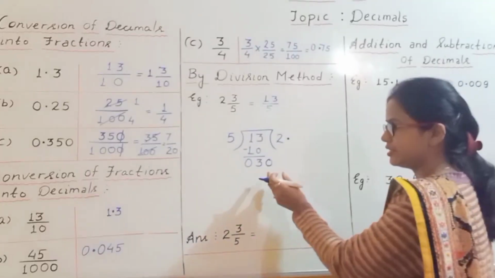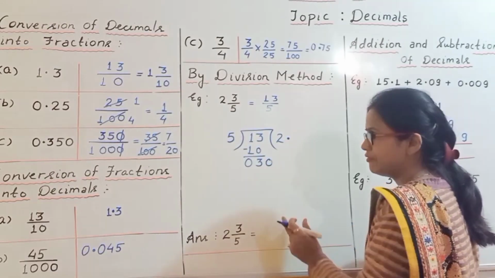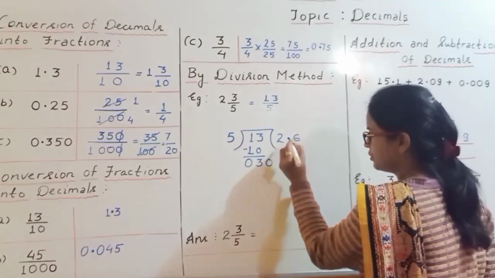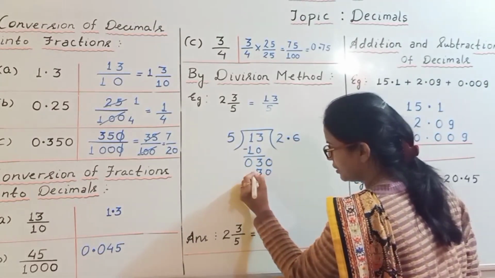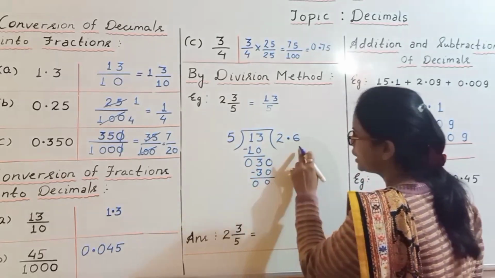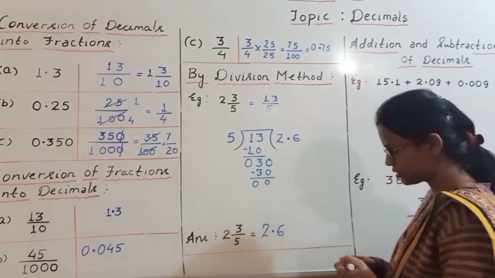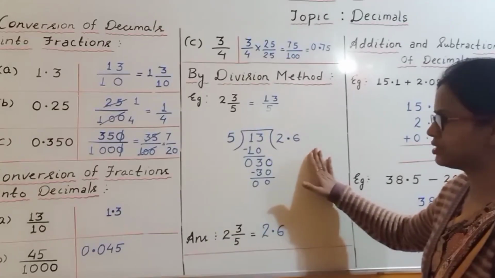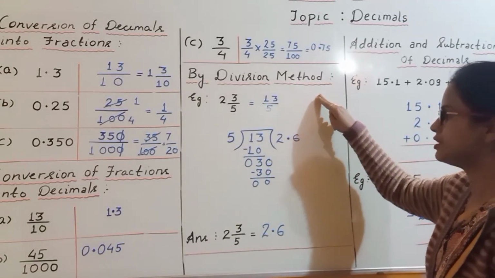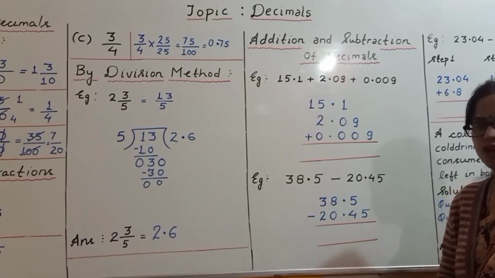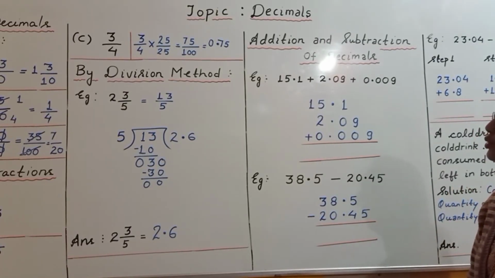Now we can read the table to get this 30. 5 6 are 30. Now no remainder and the required decimal is 2.6. This is how we convert fractions into decimals by the division method. Now we learn addition and subtraction of decimals.